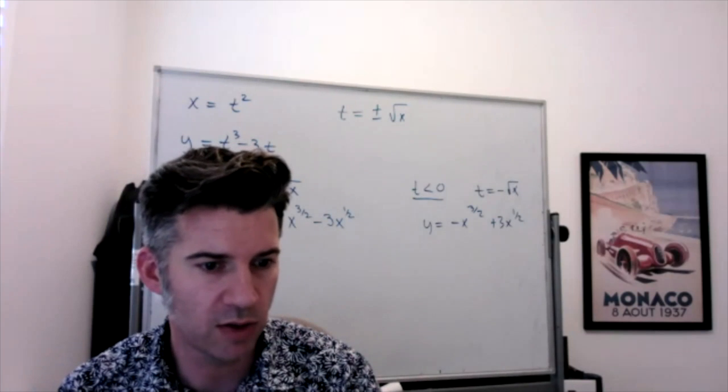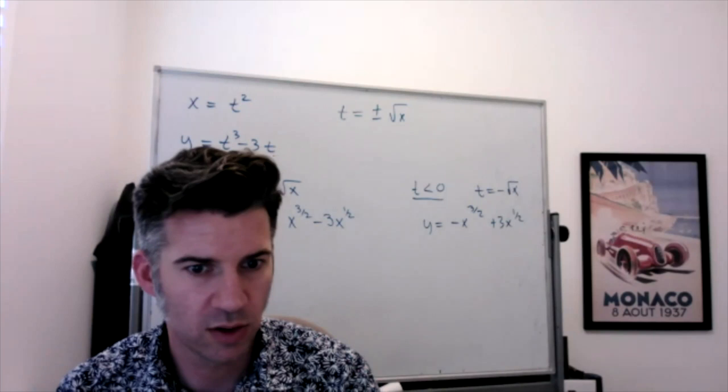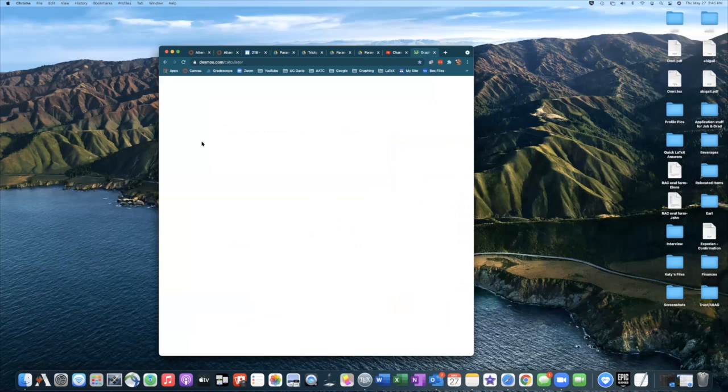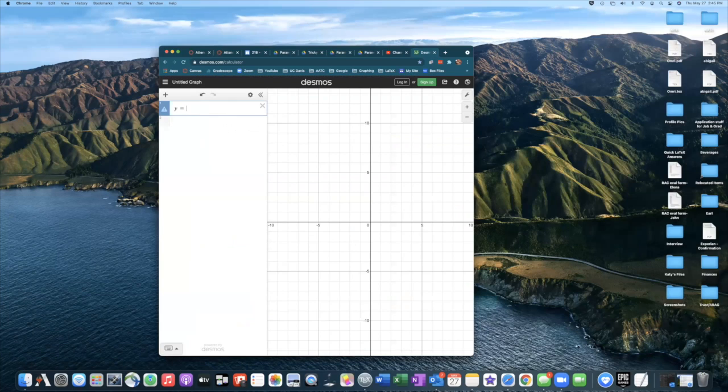Let's share my screen. Okay. So let's look at these. We've got y equal to x to the 3/2, 1.5, minus 3x to the 1/2. And then we've also got the negative of that. Let's just copy that, paste it, and then do a negative there.